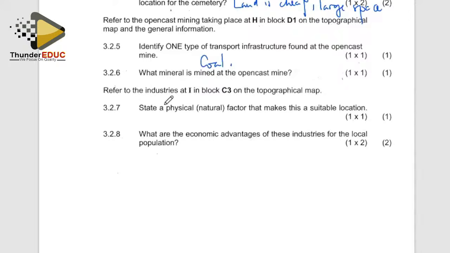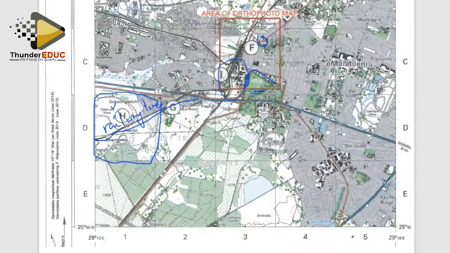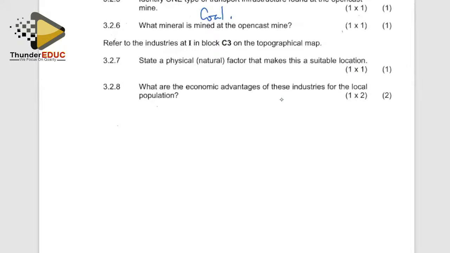State a physical factor, referring to industries at I, in block C3 on the topographic map. Industries at I, this is area I, the industries here. What could be the physical factor? For one obvious reason, the physical factor there is the gentle gradient, or there is flatland. That area is flat. That is the physical factor that makes it suitable for the location.